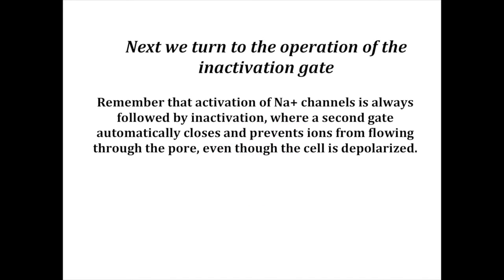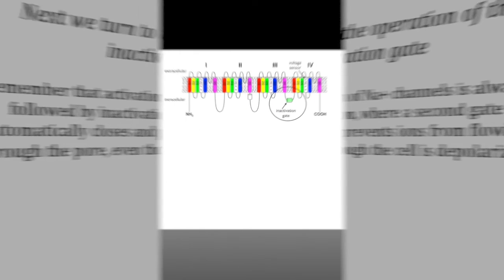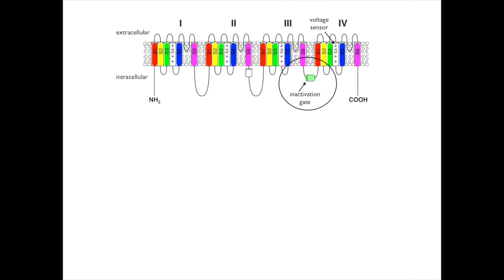Next, we turn to the operation of the inactivation gate. Remember that activation of sodium channels is always followed by inactivation, where a second gate automatically closes and prevents ions from flowing through the pore even though the cell is depolarized. The 4 domains of a sodium channel, each composed of 6 segments, are shown in the figure above. Notice there is only one inactivation gate on sodium channels.